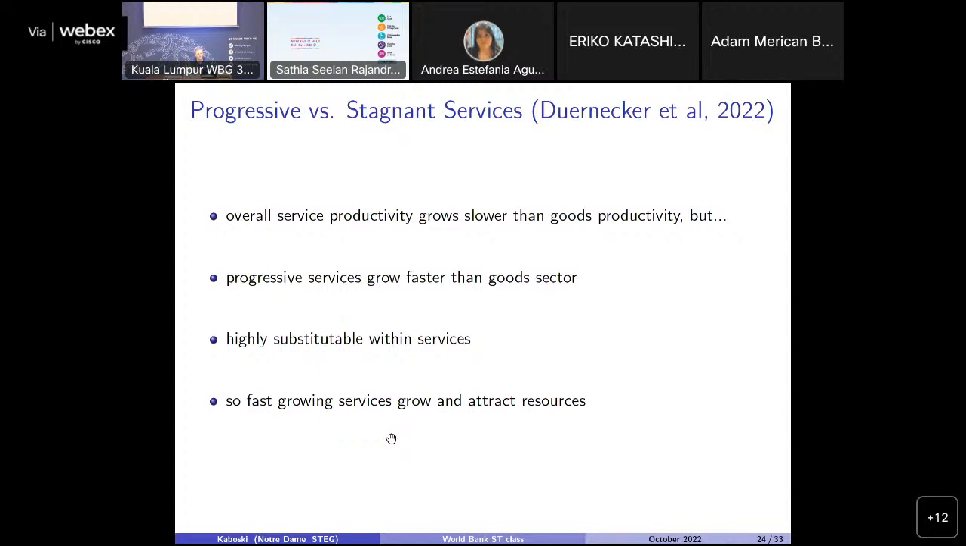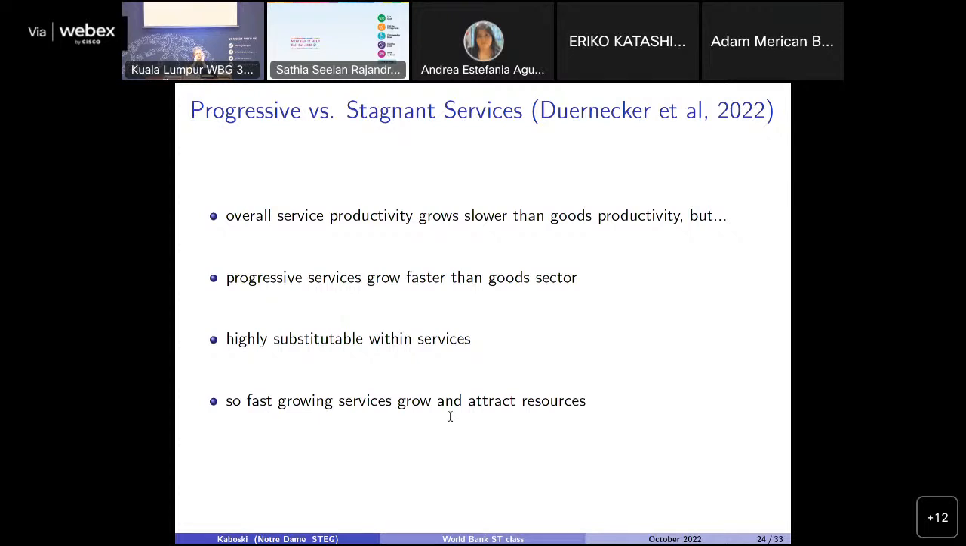What they find is, again, overall service productivity grows slower than goods productivity, but the progressive services grow faster than the goods sector in terms of productivity. So again, not all services are created the same. Moreover, they say there's a low degree of substitutability between manufacturing, construction, and services. But among the services within the service sector, there's a high degree of substitutability, an elasticity of substitution greater than one. So think of structural transformation within the service sector. The faster productivity growth services take more and more resources within the service sector. That's the opposite of Baumol's disease.